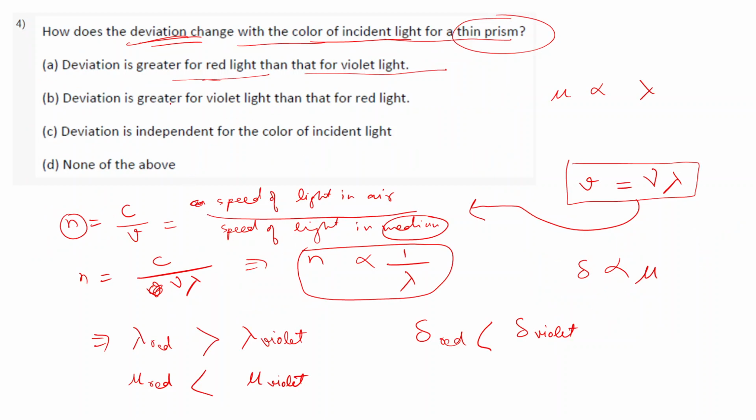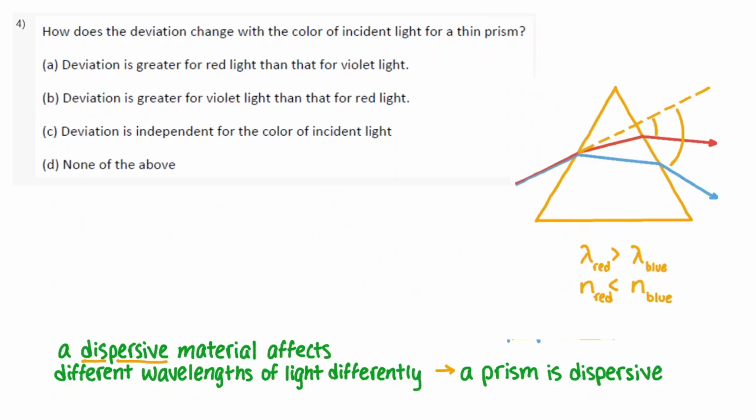Deviation is greater for violet light than for red light. Deviation is more for violet light and less for red light. So B is the correct option here. Next question. I have just shown that deviation for red light is less and deviation for blue or violet light, they all come at the end, is more.